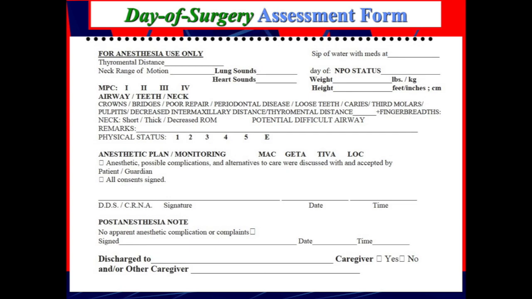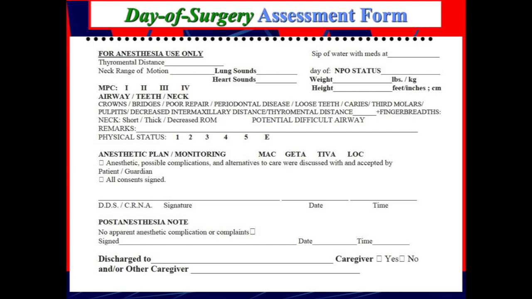We measure and document for the airway thyromental distance, and we'll talk about that. You may have these present in another or previous lecture. Their neck range of motion, and then their Mallampati classification is the MPC. Anytime we do an anesthetic for a patient, we have to have a diagnosis. So with the diagnoses that you see, they're starting with crowns, bridges, pulpitis, whichever. We have to have a diagnosis as why we're giving the patient any medications or any anesthesia. We have a spot to write remarks, and then we have an ASA physical status we assign the patient.